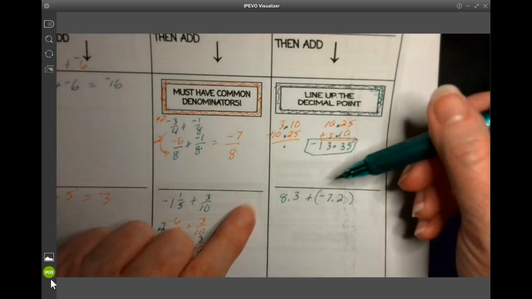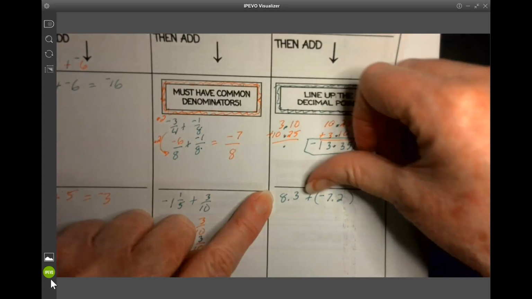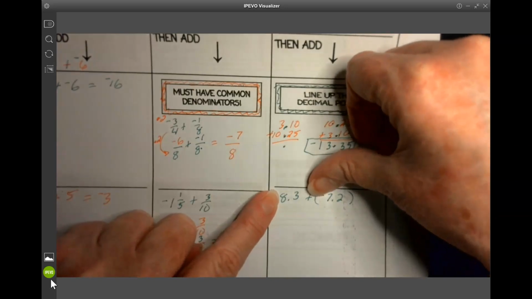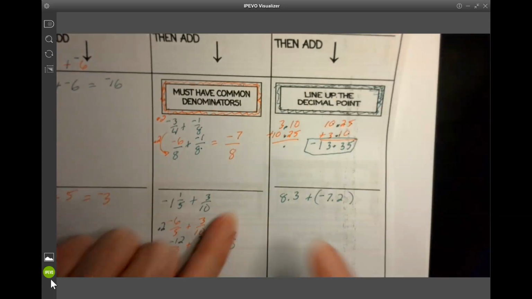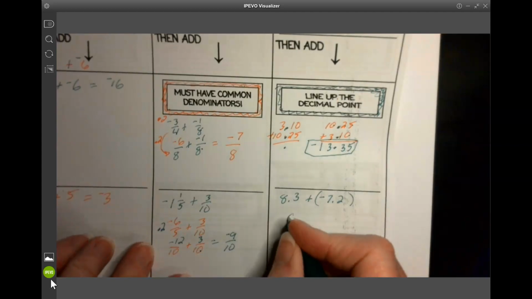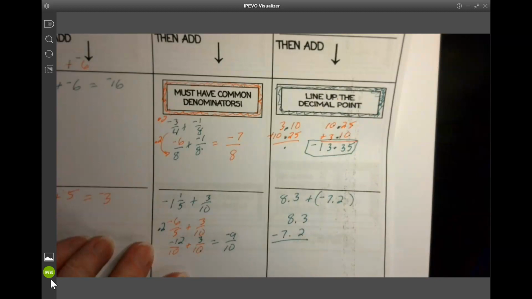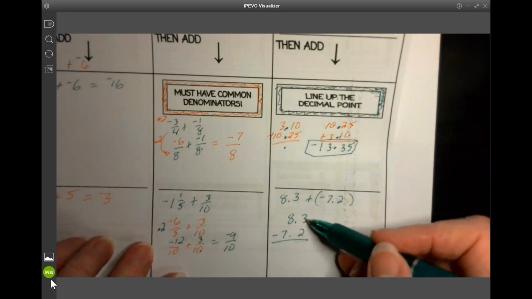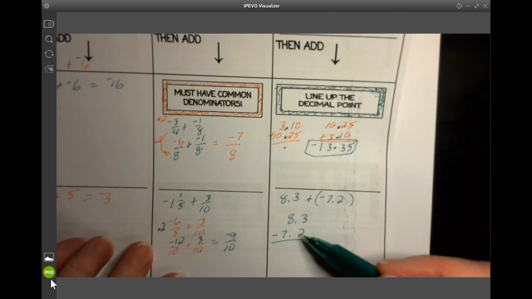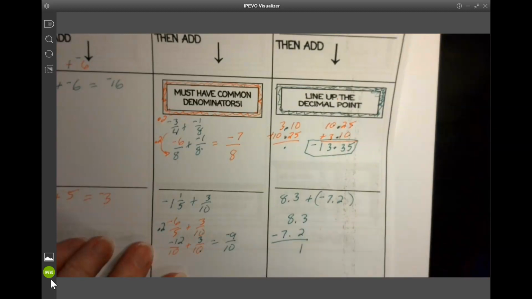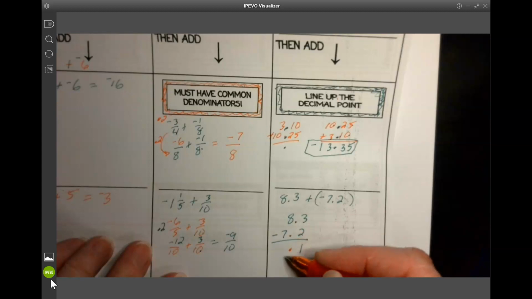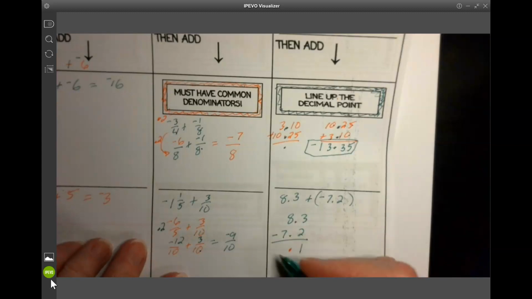So look at this one. I have to now take the larger absolute value. Okay? So cover up the signs. What's bigger, 8.3 or 7.2? 8.3. So I have to put that one up top. 8.3 minus 7.2. We'll come back and get the signs later. Let's just subtract. 3 minus 2 is 1. I have to bring down the decimal point, and I have to lay them all lined up. 8 minus 7 is 1. Okay? So my answer is 1.1.